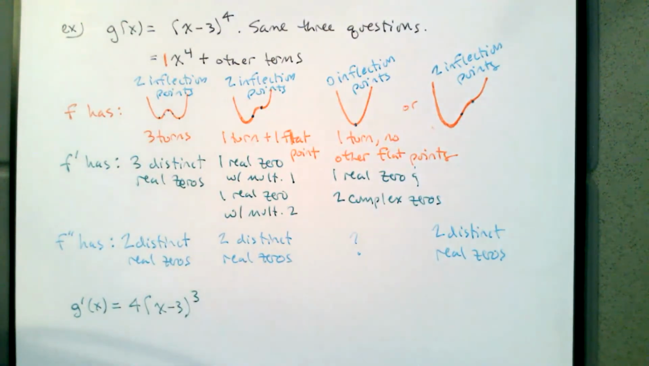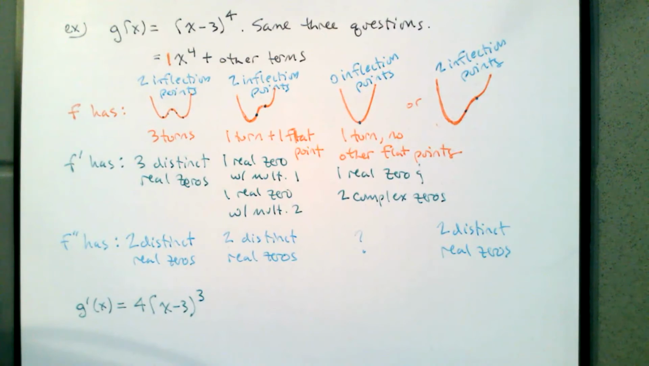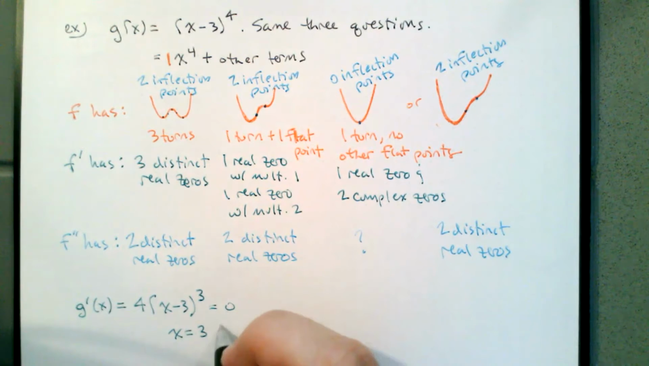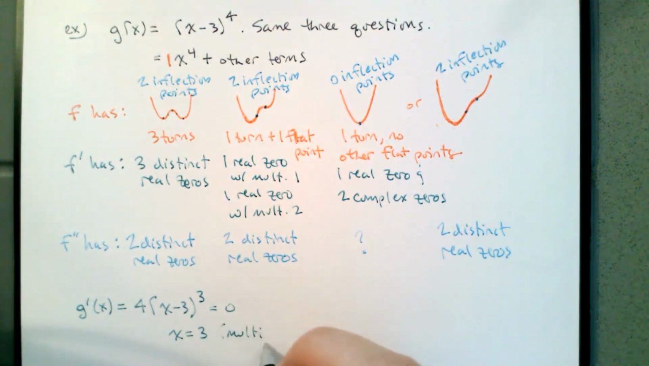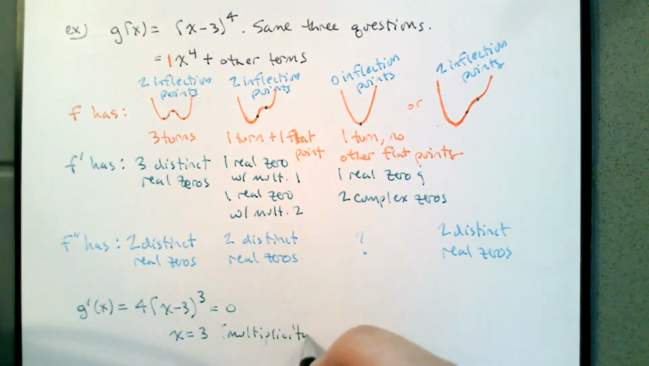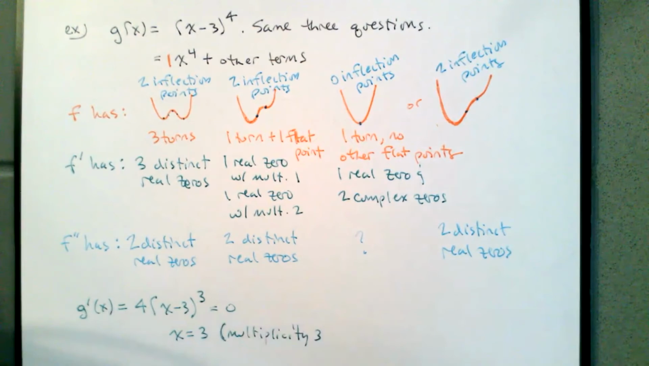So let's take the first derivative, g prime, 4 times x minus 3 to the 3rd, set it equal to 0, and solve. We get one solution, x equals 3, and it has multiplicity 3. That's the one that I left off. So there's only 1 real zero, but it counts 3 times because it came from a 3rd degree polynomial.